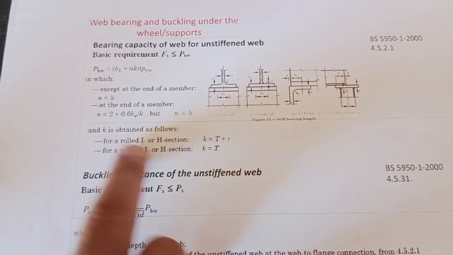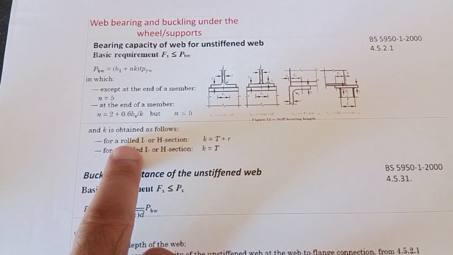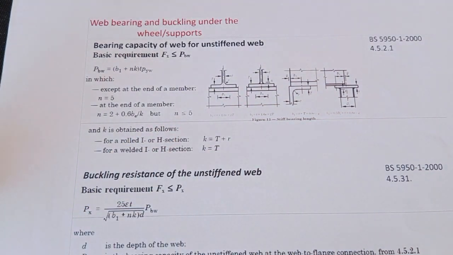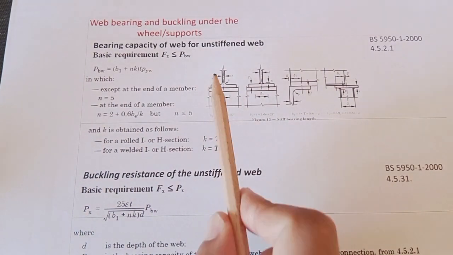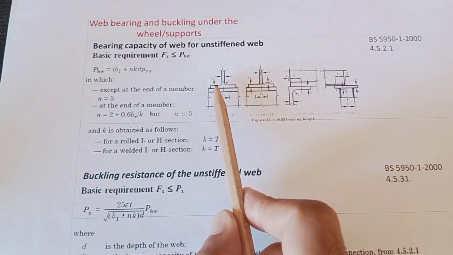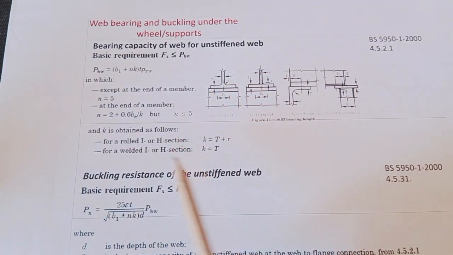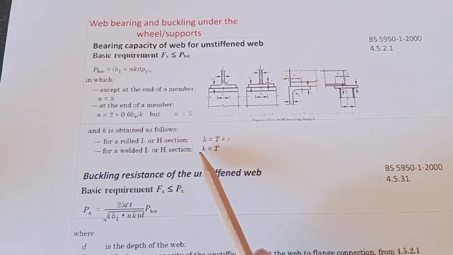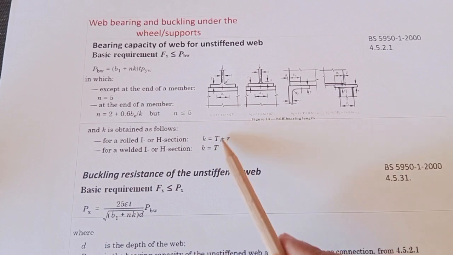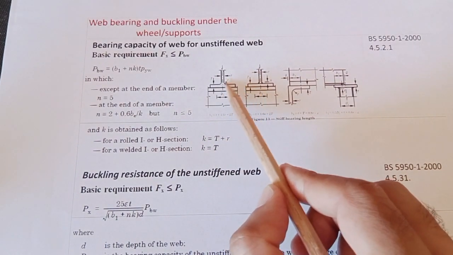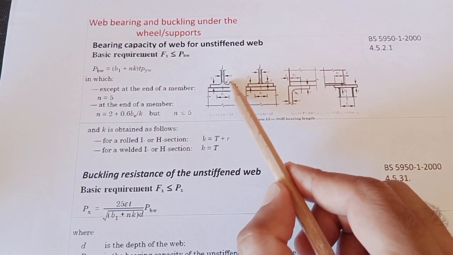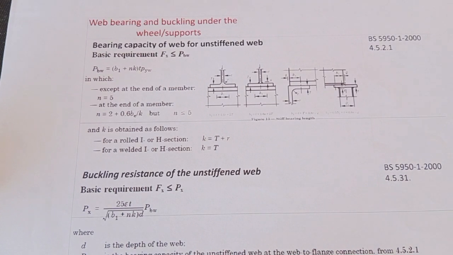And K is calculated from this equation. If it is just a hot rolled section, K is T plus R, where T is the thickness of the flange. And if it is a welded section or cold rolled or any welded section, K is equal to T. And R here is just given as this radius. It is very common in hot rolled sections.